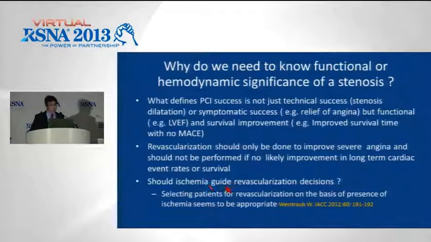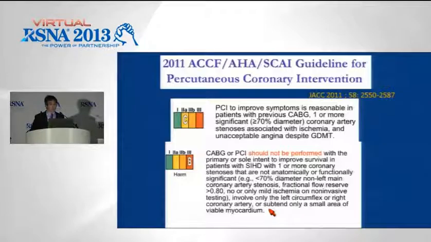So should ischemia guide revascularization decisions? The answer is that selecting patients for revascularization on the basis of the presence of ischemia seems to be appropriate. In fact, so appropriate that the ACC guidelines, for example, in 2011 for PCI for chest pain, say PCI to improve symptoms is reasonable in patients with one or more significant stenoses of more than 70% coronary artery stenosis associated with ischemia and unacceptable angina in spite of optimal medical therapy.